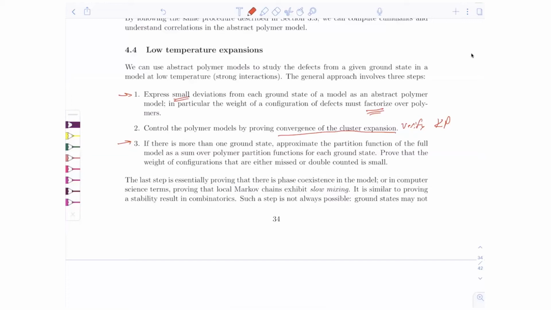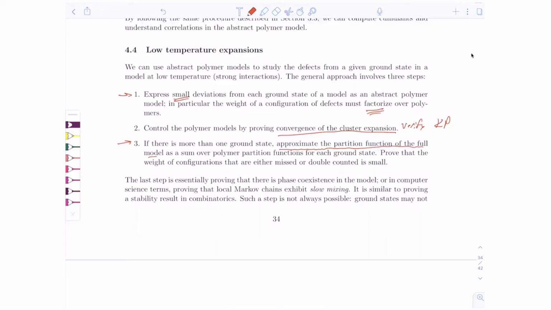What we would like to do is approximate the partition function of the full model as the sum of these different polymer model partition functions, scaled appropriately. So we would like to say that the Potts model partition function is approximately the red dominated plus the blue dominated plus the green dominated. Okay, but this really takes a proof.